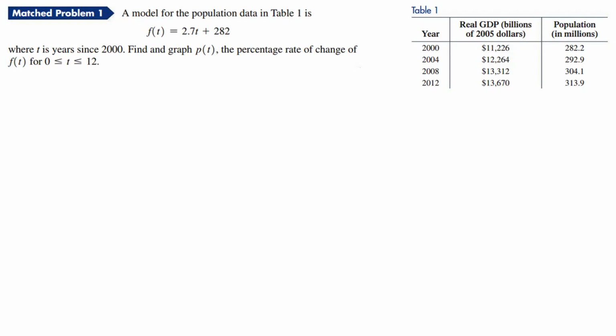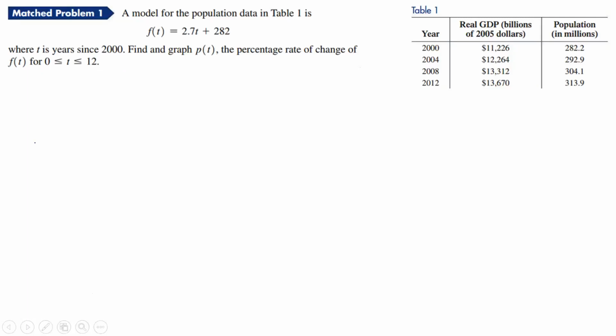So remember, the percent rate of change is equal to 100 times f prime of x over f of x. If we just want the relative rate of change, then we just take f prime of x over f of x. So instead of f of x, we're doing f of t, so nothing too different.